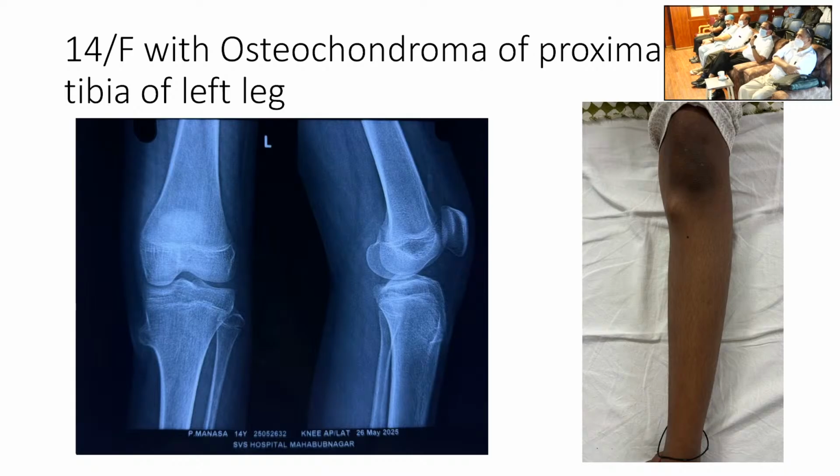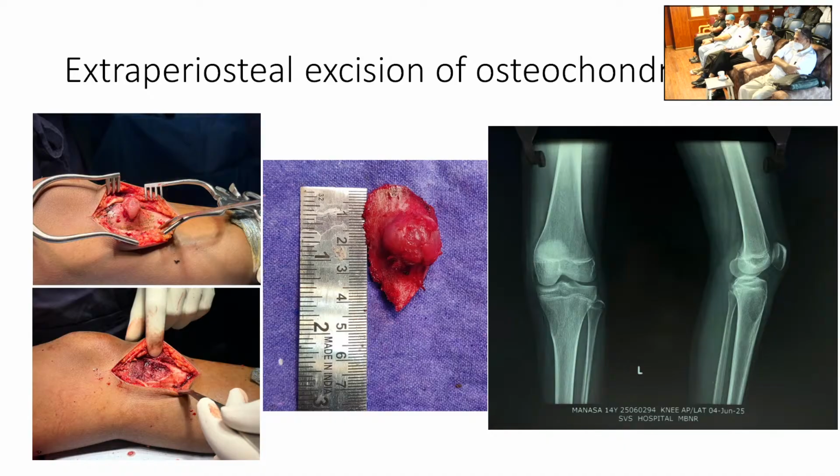Smaller, yes. You know everything, but you're not talking. Why is it smaller? Because there is a cartilaginous cap. And what happens in malignancy? The cartilaginous cap thickness will be increased. You excise a bit more than required, or you've taken most of the cortex as well. It's not extra periosteal, it's extra cortical excision.